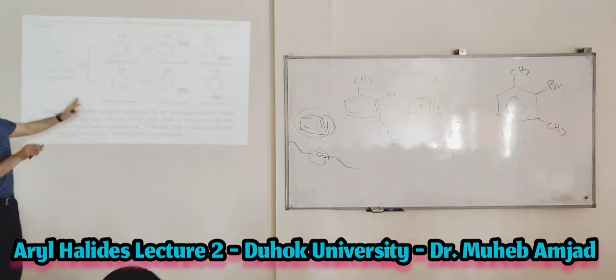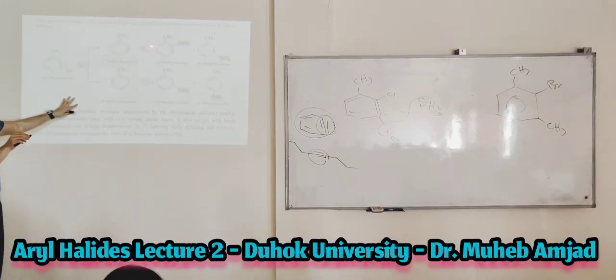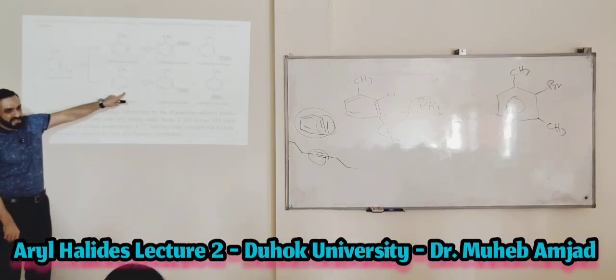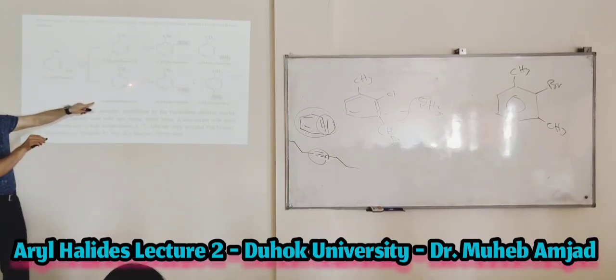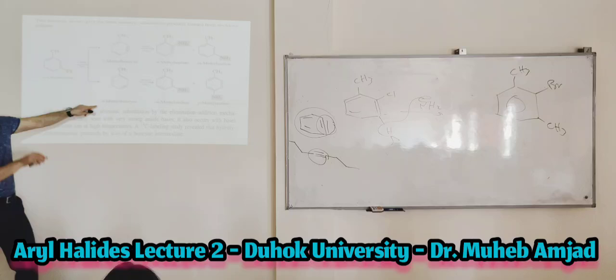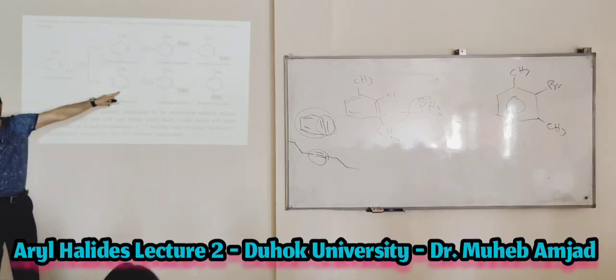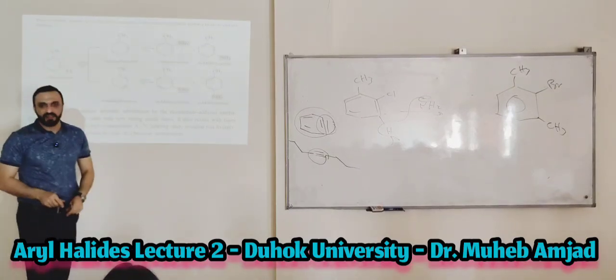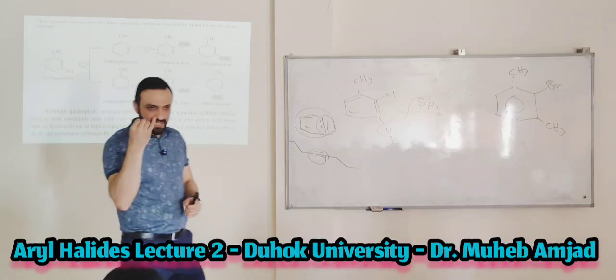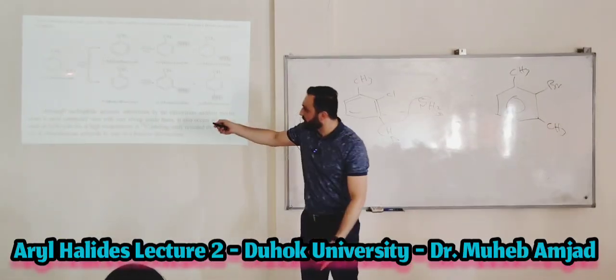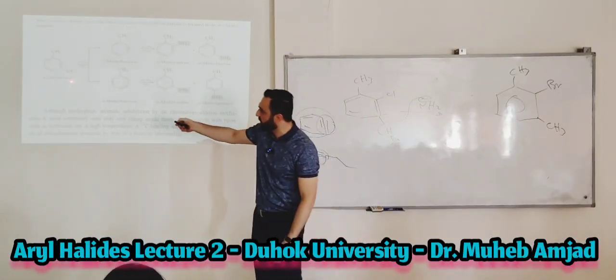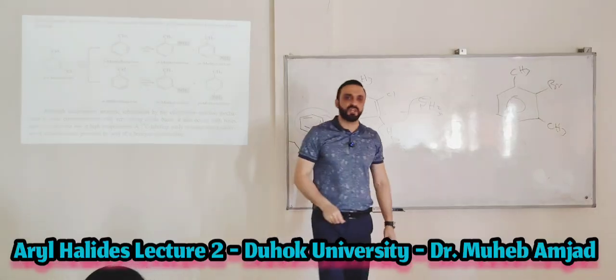Now, second step, NH2 will add. If NH2 attacks this carbon, it gives this isomer. If NH2 attacks that carbon, it gives this isomer. For the second benzyne, if NH2 attacks this carbon, it gives this isomer, and if it attacks the other carbon, it gives another isomer. That means we have 3 isomers formed from the reaction of meta-chlorotoluene with KNH2.